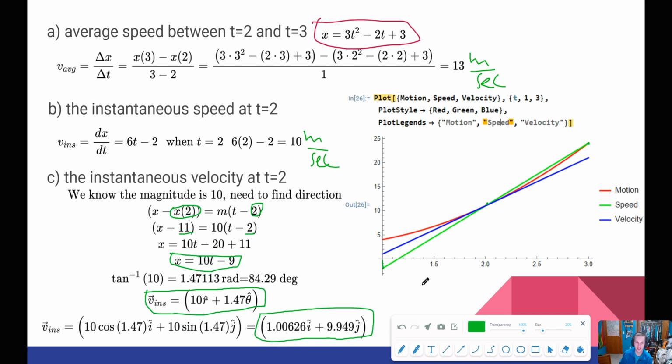So you can ignore part C. That is me definitely overthinking the problem. So feel free to discard that. But the velocity is actually just straight to the right in this case.